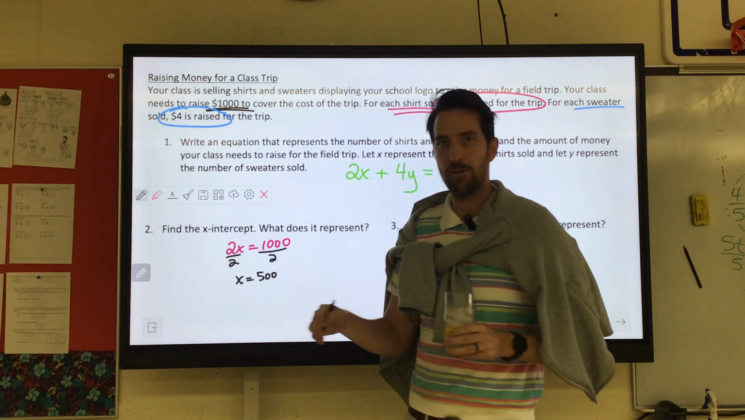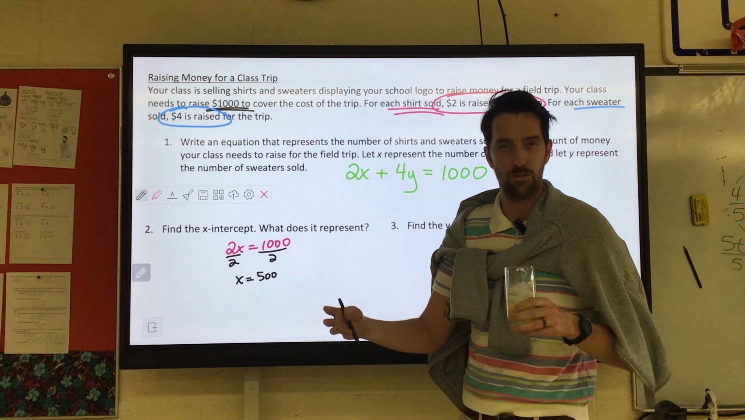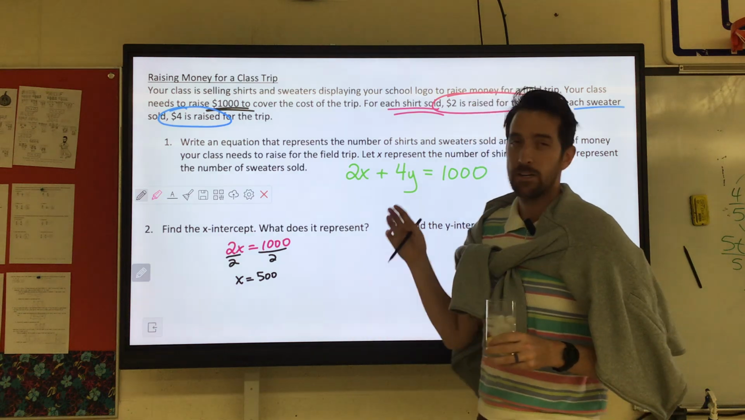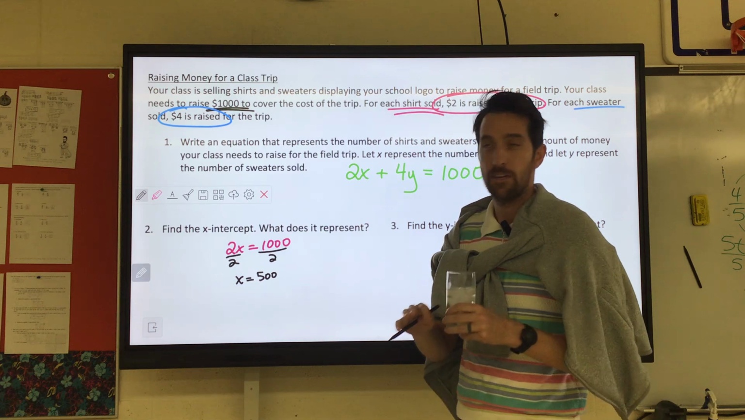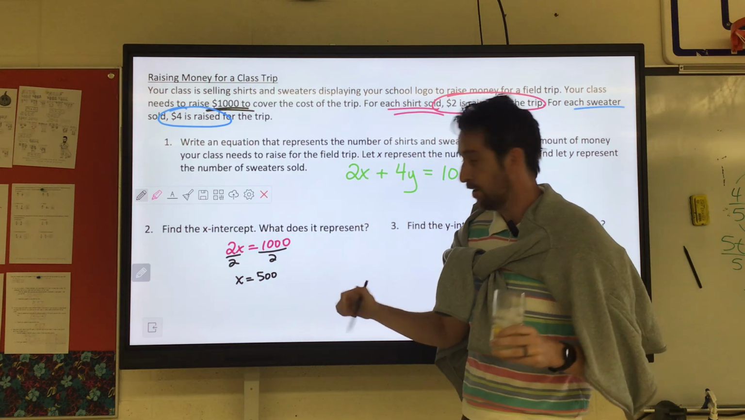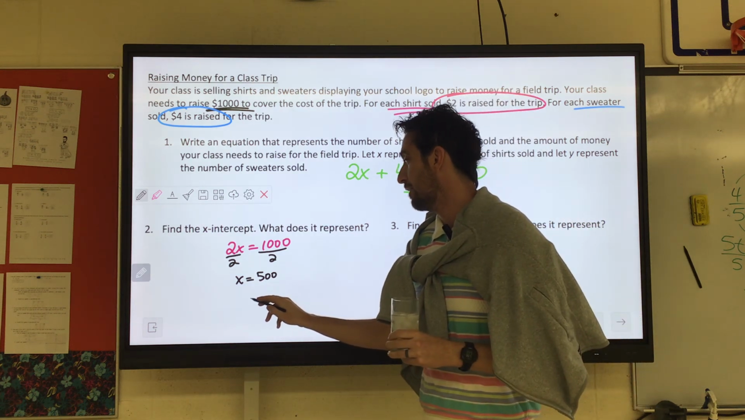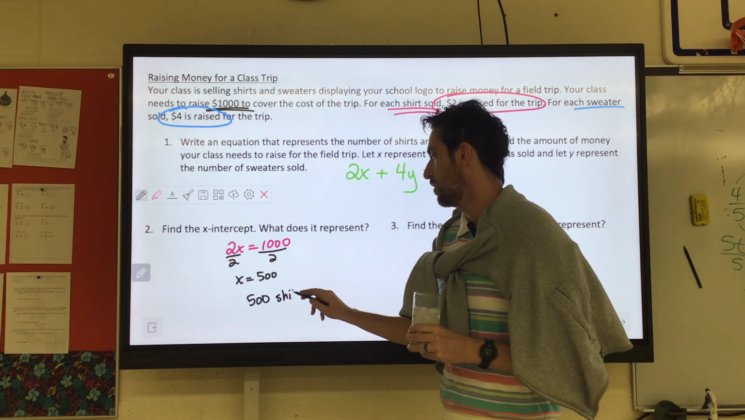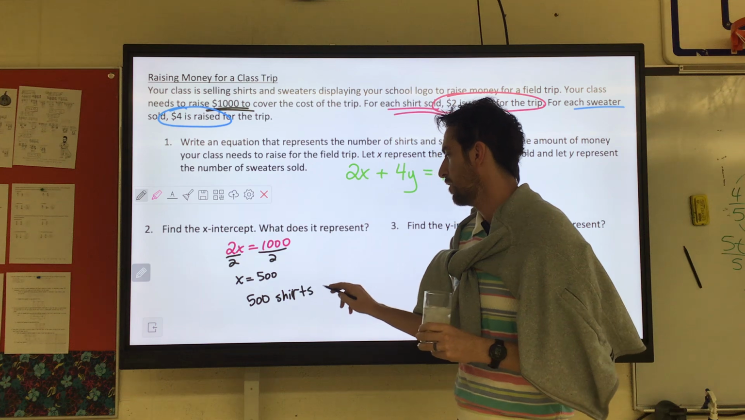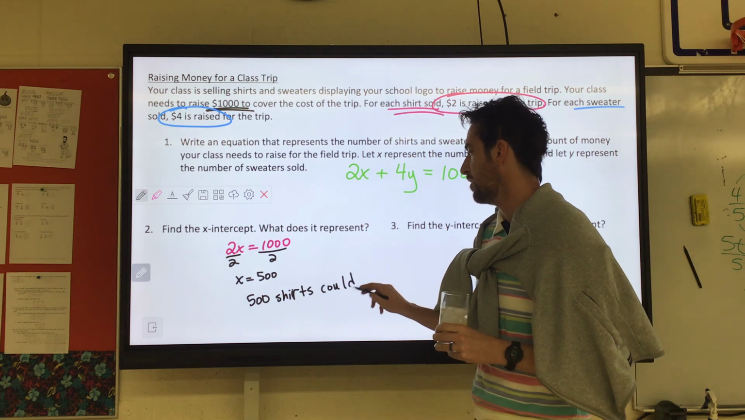Now x, remember, represents the number of shirts sold. So this means we're going to need to sell 500 shirts if we want to make $1,000. If we only sold shirts. So 500 shirts could raise $1,000.